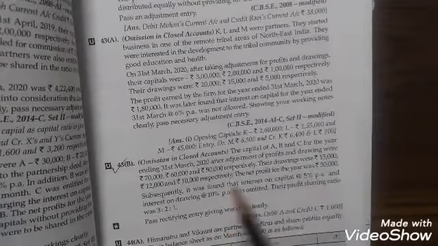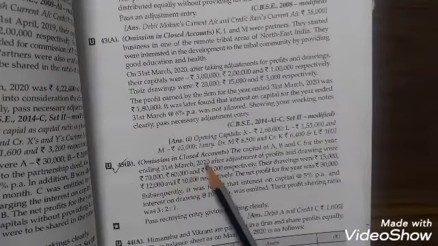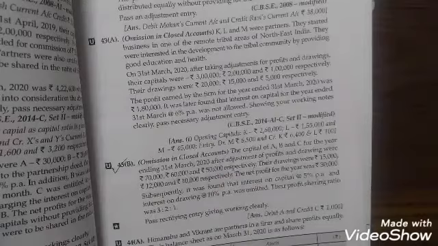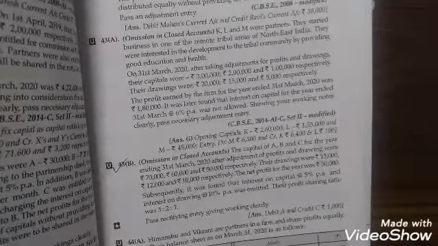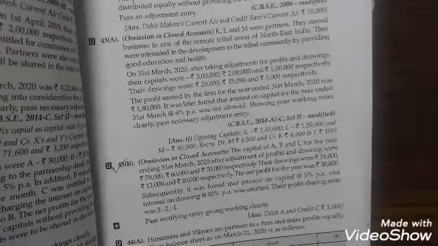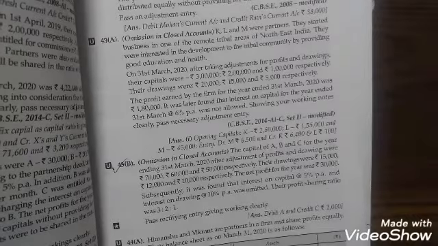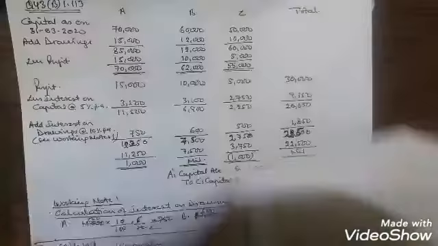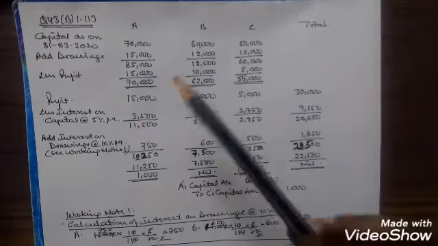So here the capital account balances are given on 31st March 2020, that is at the end of the year. So again in this question we will divide the answer in two parts. Number one, for calculation of the capital at the beginning, and number two, for the past adjustment. So question number 43B, page number 1.113.